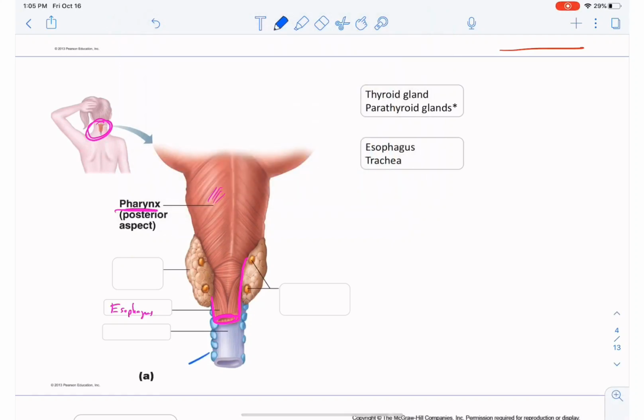What about the tube in front of the esophagus, anterior to the esophagus? What is that guy right there? You can see these cartilage rings that are wrapping around the front side of that tube. That's the trachea. That's the windpipe. And the trachea is anterior to the esophagus, and you can palpate those cartilaginous rings.